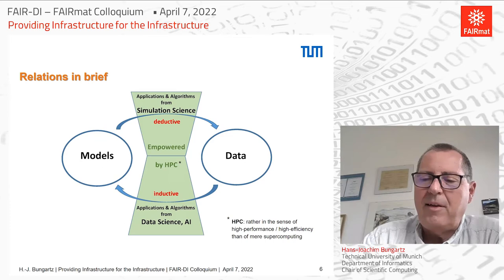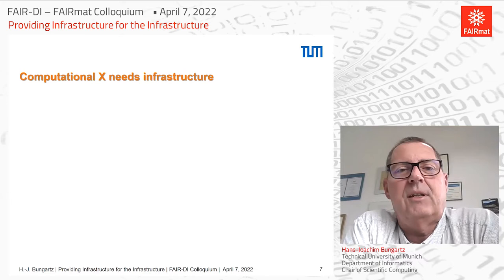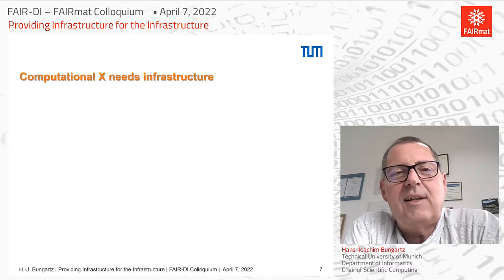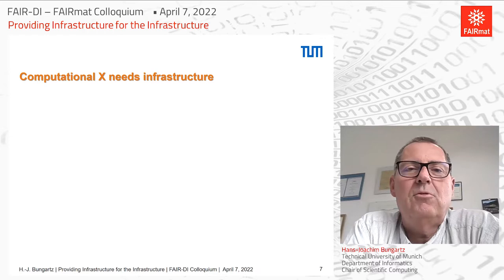Well, this HPC now brings us a bit closer to our infrastructure topic. So computational X, as I would like to call it. With X, you can imagine science, physics, engineering, neuroscience, even humanities, whatever you would like to read here. This needs infrastructure. And so what kind of infrastructure actually is needed?